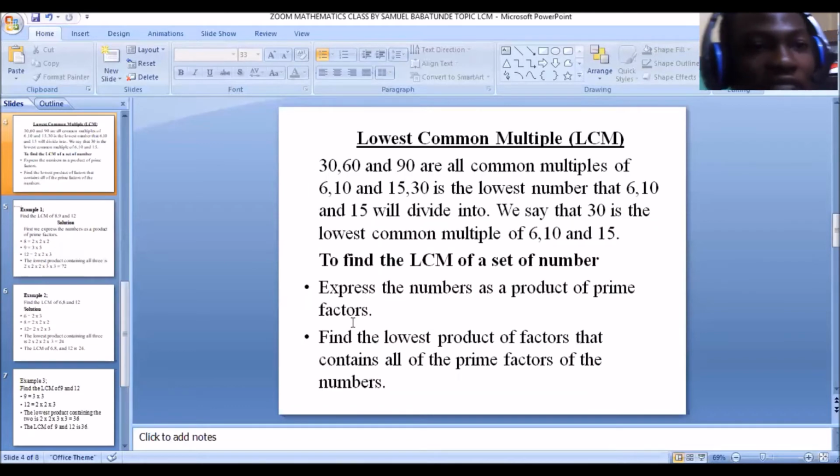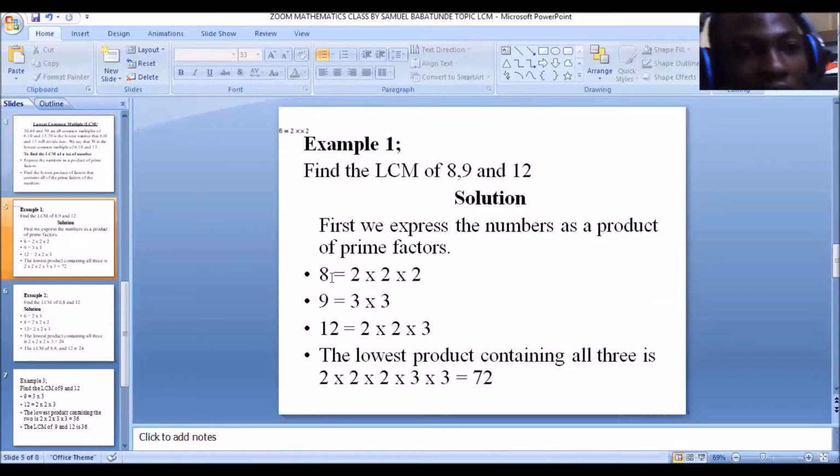Now, after expressing the product of prime factors, what do we do now? We now have to find the lowest product of factors that contains all these prime factors. Now, how do we do this? Look at 8 here, we have 2 times 2 times 2. 9, we have 3 times 3. And 12, we have 2 times 2 times 3.